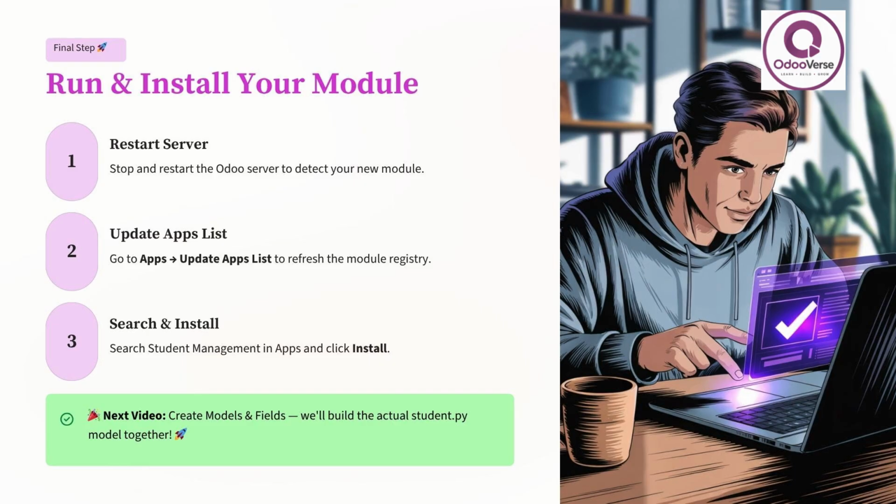Finally, let's install the module. First, restart the Odoo server so it can detect the new module. Then go to Apps, then Update Apps List. After refreshing the apps list, search for Student Management and click Install. Congratulations! Your first custom Odoo module is now installed successfully.